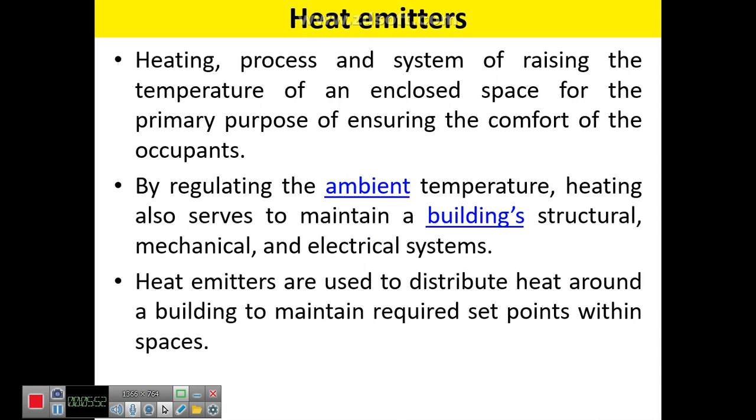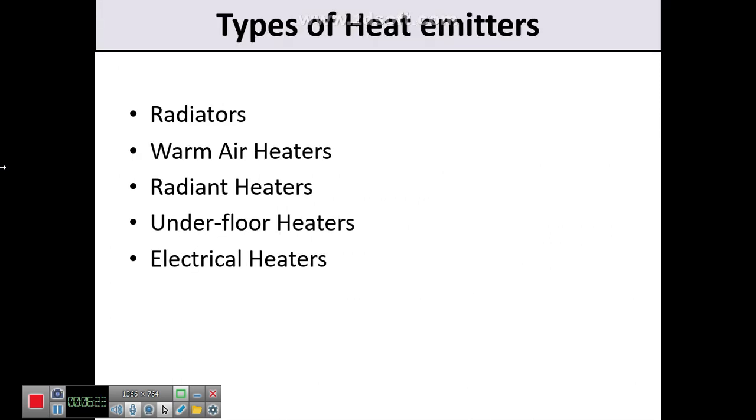Then coming to the next topic, heat emitters. A heat emitter is a device used to raise the temperature of a closed space for the comfort of the occupants. The occupants are people. In some places like cold areas, we need comfort. For that, we use an element heater, which gives heat energy to the room air. By that we get comfort in the particular zone. So these are the types of heat emitters that we are going to see one by one.